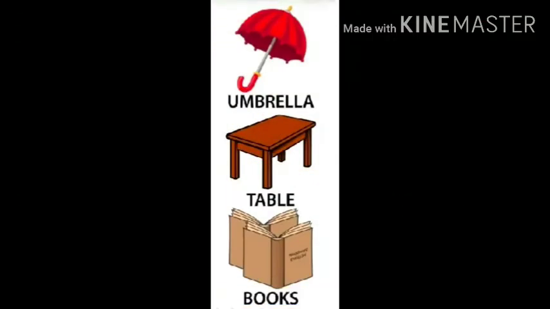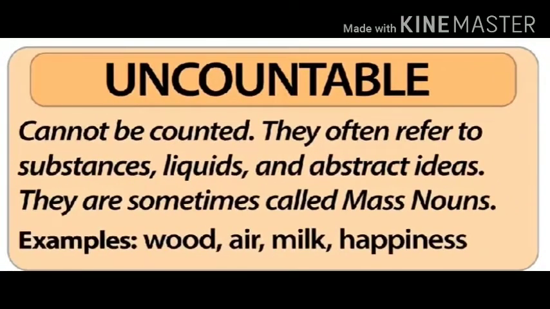Here we have some more examples of countable noun. Look at the first picture, an umbrella, which means there is only one umbrella, because before vowels we have to use an. And look at the second picture, a table. So it also means that there is only one table which we can count. And look at the third one, books. It's in the plural form, so here we have 2 books. So it's countable noun.